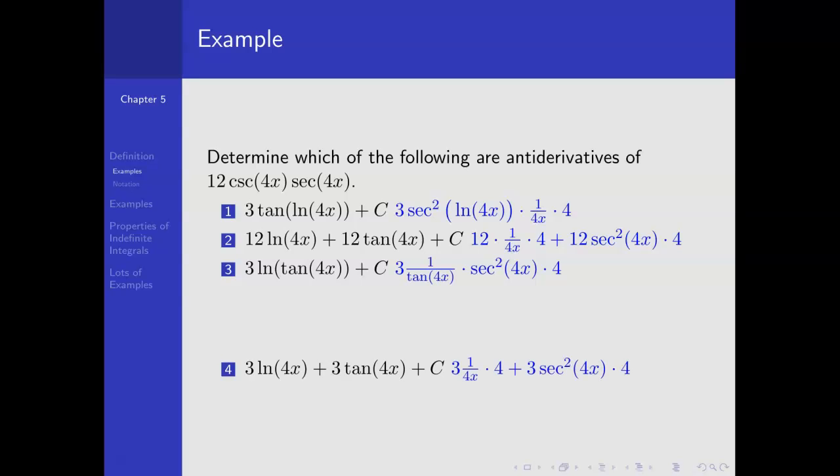All right, 3 natural log of 4x plus 3 tangent of 4x. When we take the derivative, we're going to get 3 times 1 over 4x times 4. The derivative of 3 tangent of 4x, we're going to get 3 secant squared of 4x times 4.